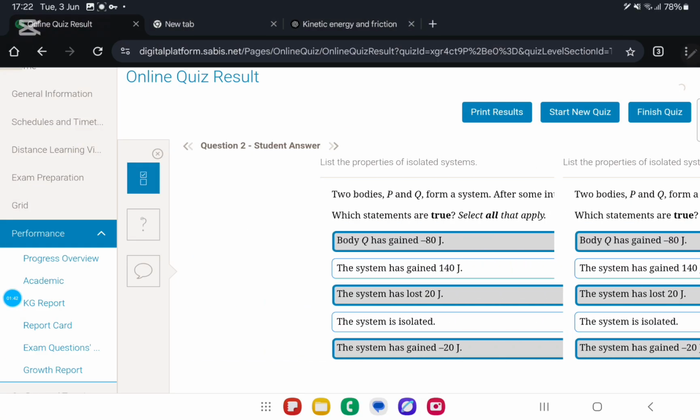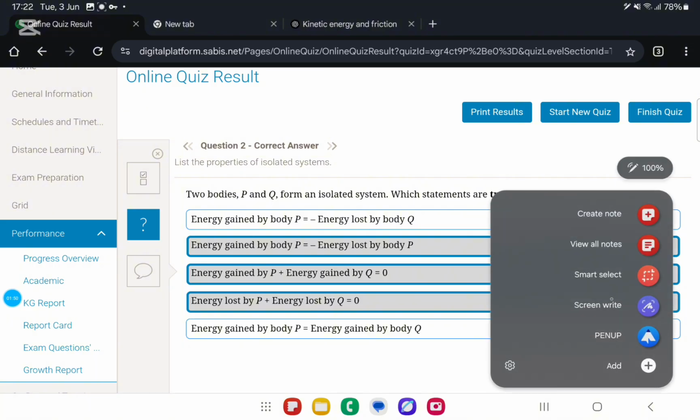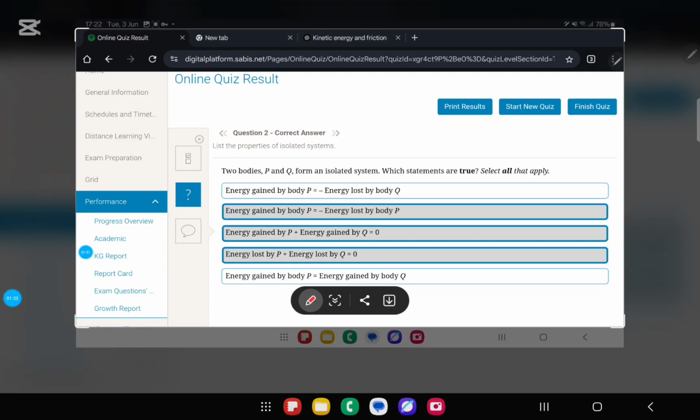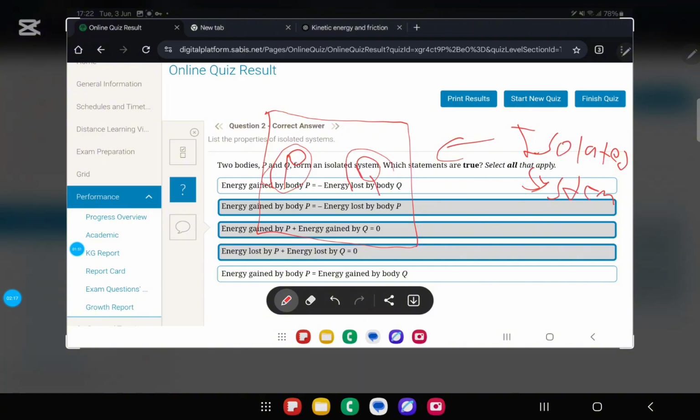For question 2: two bodies, P and Q, form an isolated system. Which statements are true? Now that you have an isolated system, let me showcase it properly to you guys. Imagine a square. We're going to call this the isolated system. Now we have bodies P and Q. We have P here, it's like a ball, and Q here, it's also like a ball. They form an isolated system.